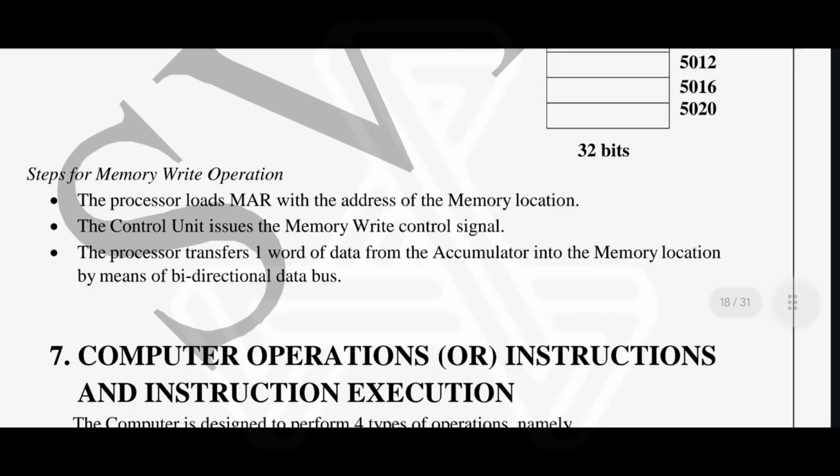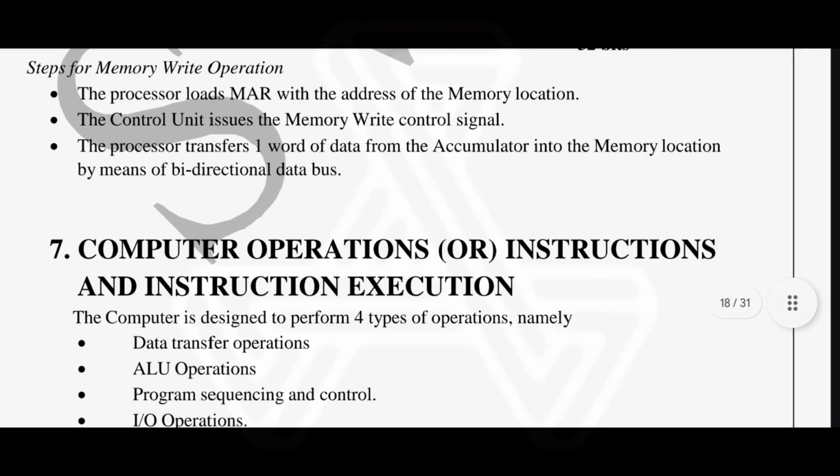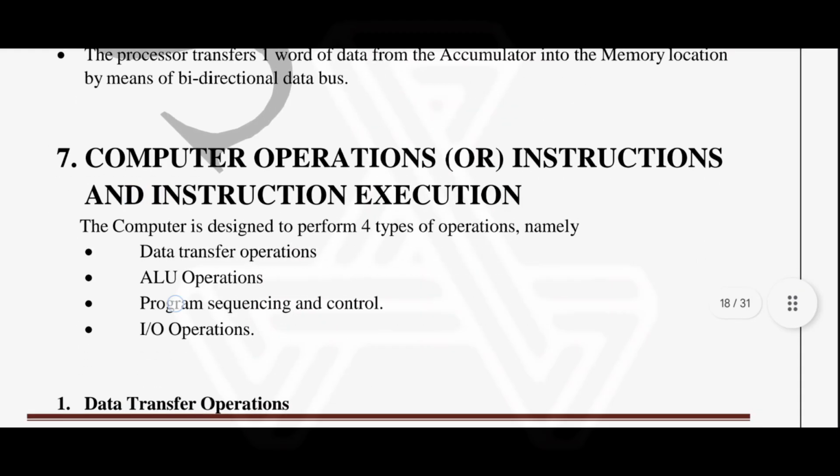Steps for memory write operation. The processor loads MAR with the address of the memory location. The control unit issues the memory write control signal. Then the processor transfers one word of data from the accumulator to the memory location being pointed to, by means of the bidirectional data bus.